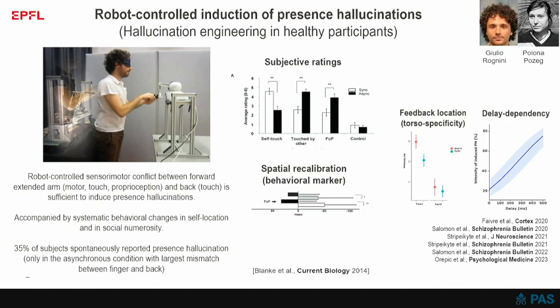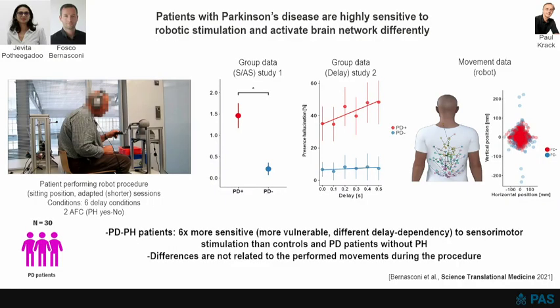I won't have time to go into details here, in almost 300, 400 subjects on this, that if we change the feedback location, so if instead of the back touch, the second robot will be touching another body part, the hand, this illusion also breaks down. And as you can imagine, as the delay is increased from synchronous, 0 milliseconds delay between the two robots, to higher delays, the presence sensation ratings go up.